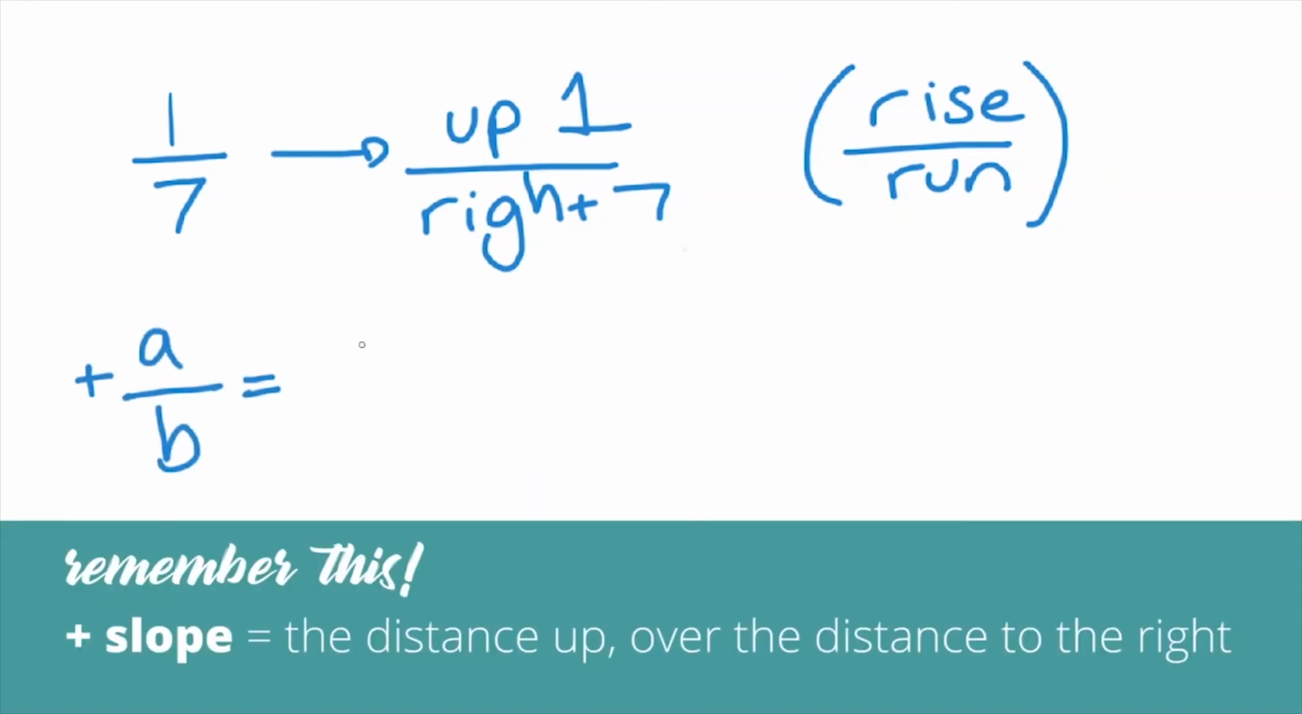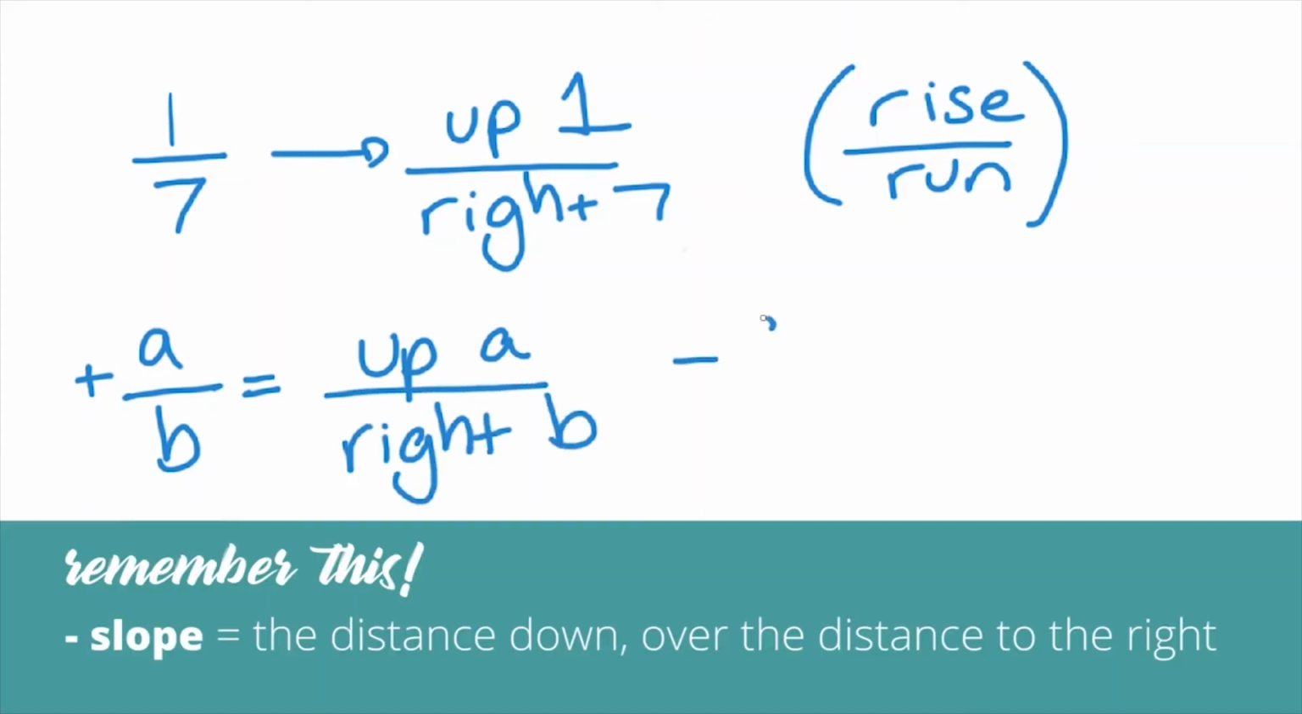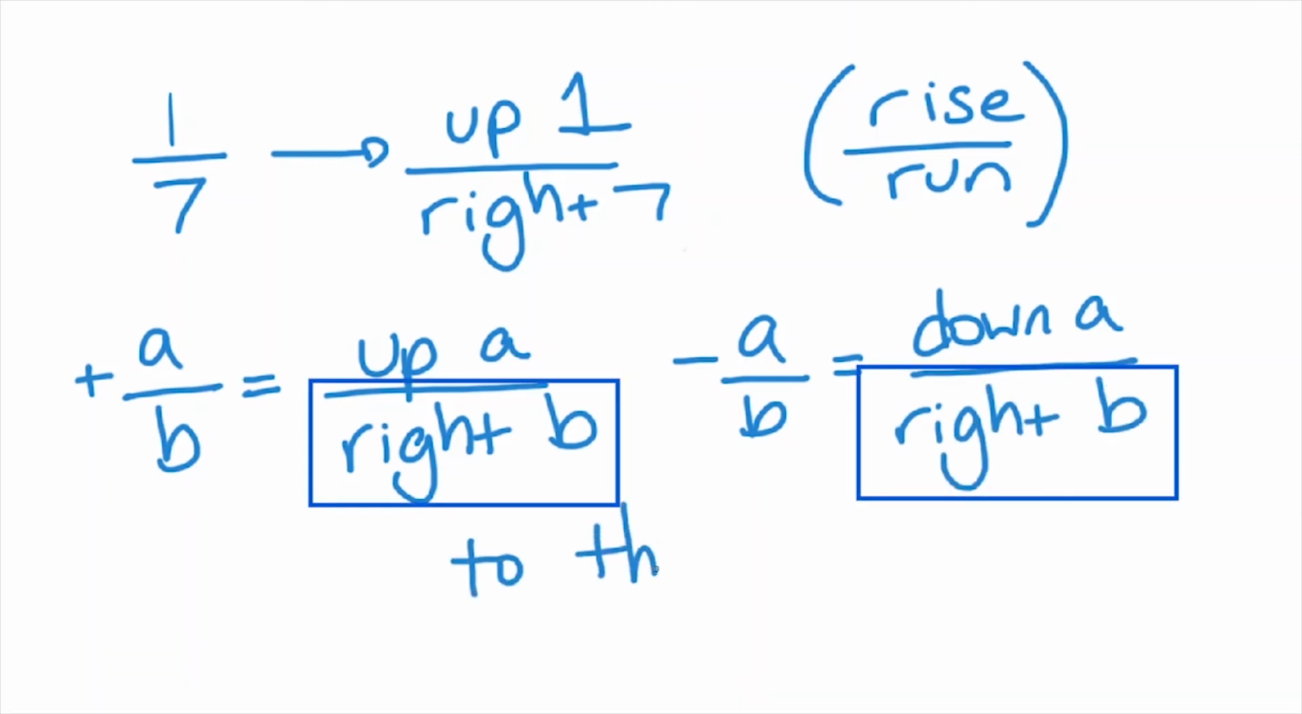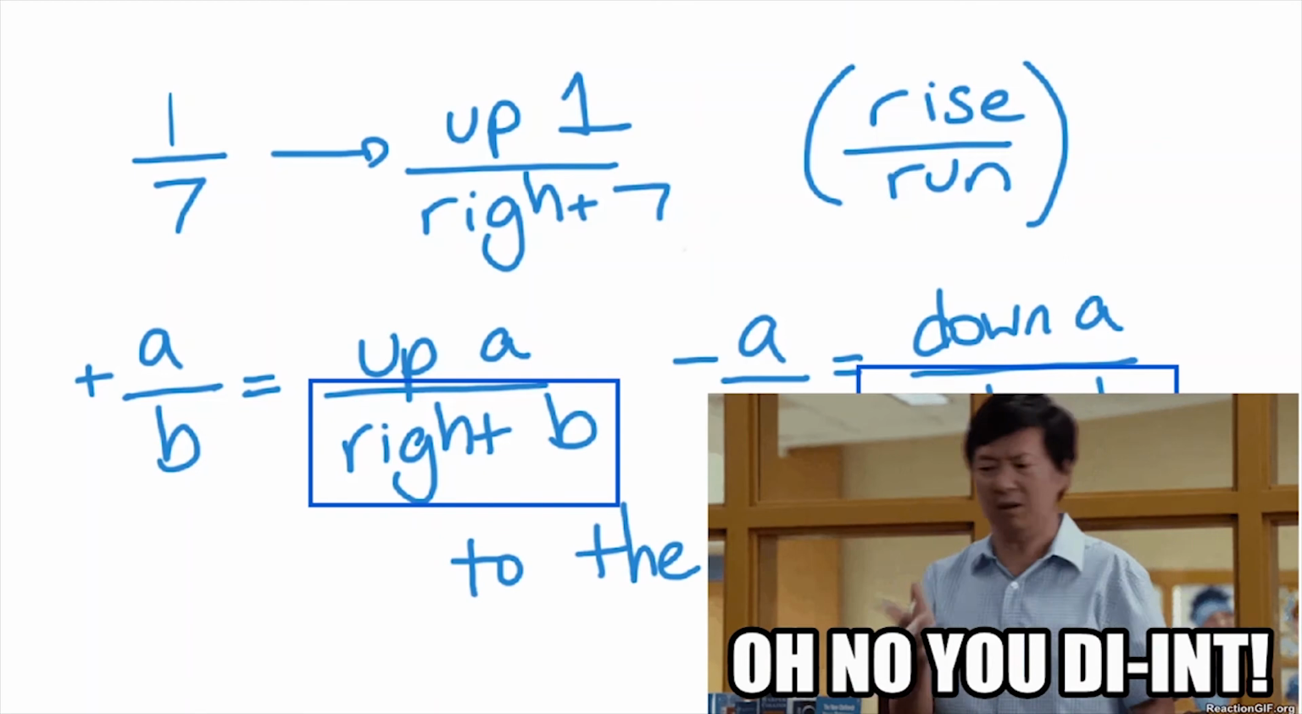A positive slope is the distance we travel up over the distance we travel to the right. And a negative slope is the distance we travel down over the distance we travel to the right. That's right, always to the right. Sorry, Beyonce.